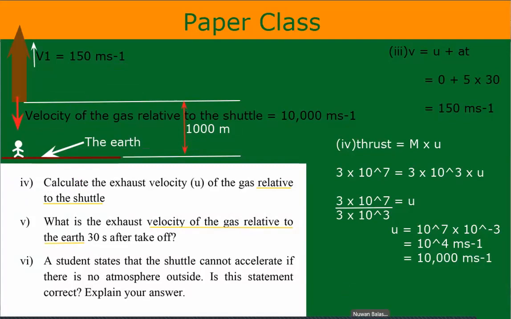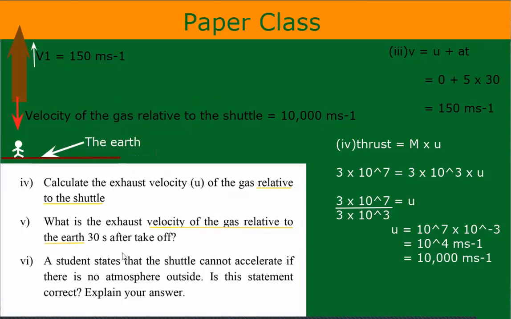Velocity of the rocket relative to the earth means velocity as observed by a man on the earth. So what is the meaning of velocity of the gas relative to the shuttle? What does it mean? Can you give me a simple answer for it? Calculating the velocity of the gas, considering the shuttle to be at rest. Shuttle is not at rest. It is moving.